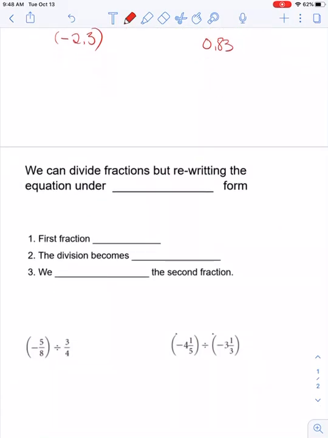When we are dealing with fractions, we can divide fractions, but we're going to be rewriting the equation as a multiplication. The first fraction we're going to keep the same. The division we're going to change to a multiplication, and we're going to flip the second fraction. So when we're dividing fractions, we're going to use keep, change, flip.